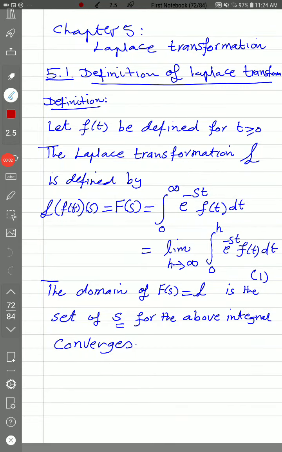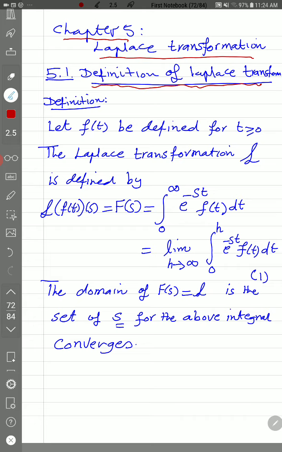Welcome back to Math 205. Today we shall study chapter 5, the Laplace transformation. In this section we shall give the definition of the Laplace transformation, which is 5.1.